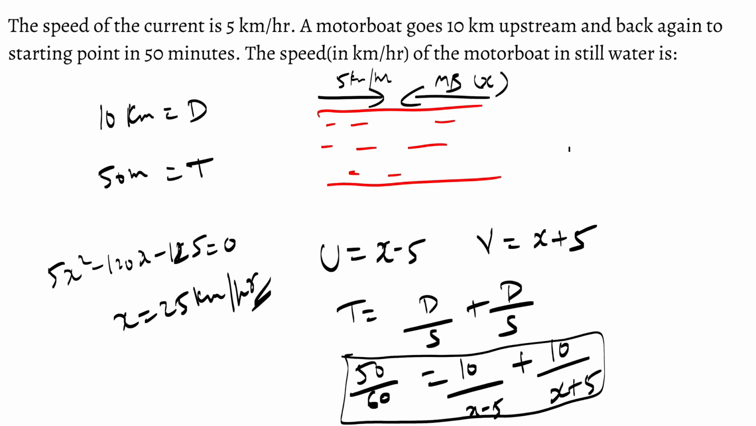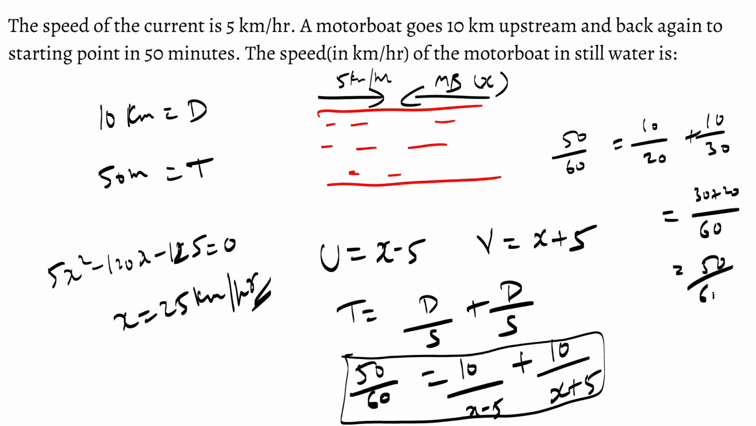Let's take 25 here. So 50 by 60 will be equal to 10 by x minus 5, that is 25 minus 5, that is 20, plus 10 by 25 plus 5, that is 30. So this will be equal to 60, 30 plus 20. So this will be equal to 50 by 60. So 50 by 60 is equal to 50 by 60. So 25 is the correct option.